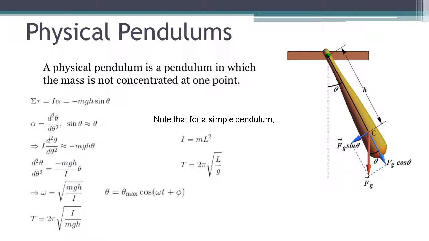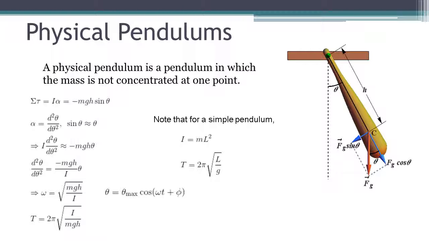Then substituting alpha equals the second derivative of theta, and for small angles theta, we have sine theta approximately equal to theta. We can simplify this much the same way we simplified for simple pendulums or for springs, and then it turns out that omega, or the angular velocity, equals the square root of mgh over I, and similarly the period is 2 pi times the square root of I over mgh.